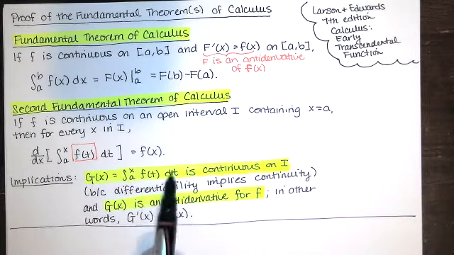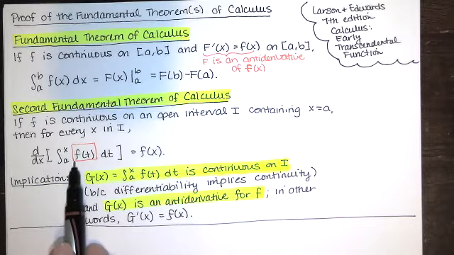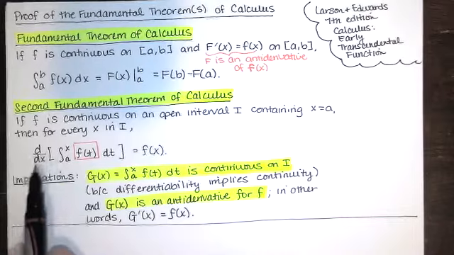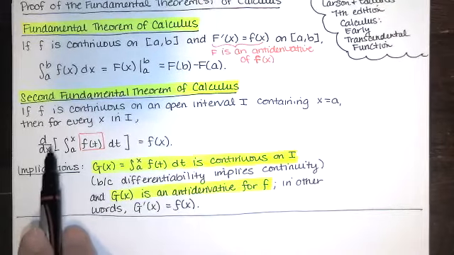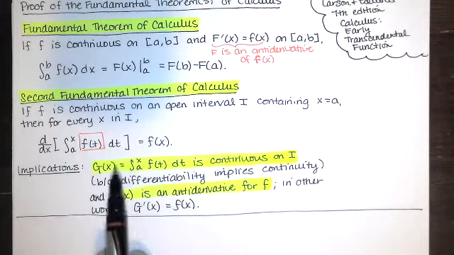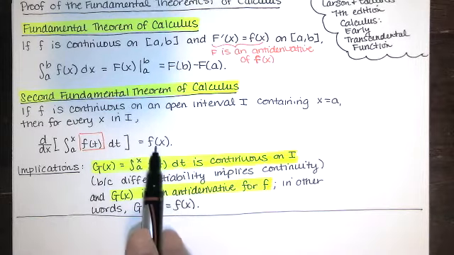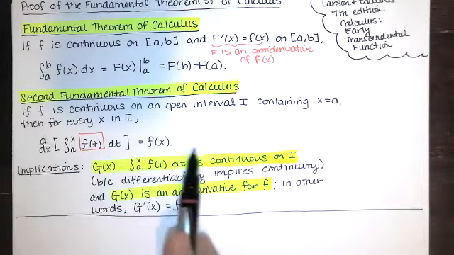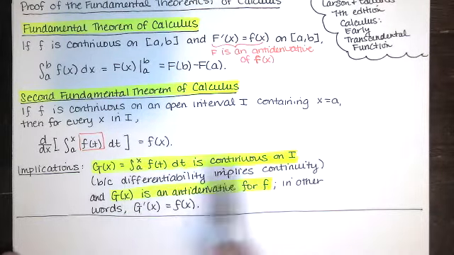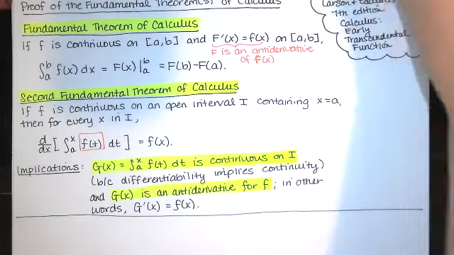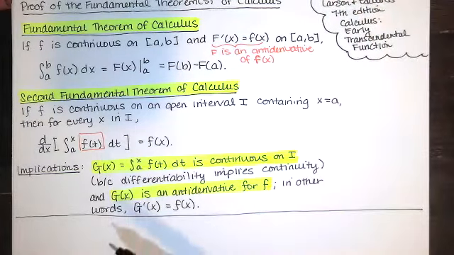Since this function is differentiable, we know it's continuous because differentiability implies continuity. The function can't be differentiable and discontinuous. So if we're saying we can take the derivative and we get this back, that means it's differentiable. Well, if it's differentiable, that means it's continuous. So this is a continuous function. That's one implication of this second fundamental theorem.